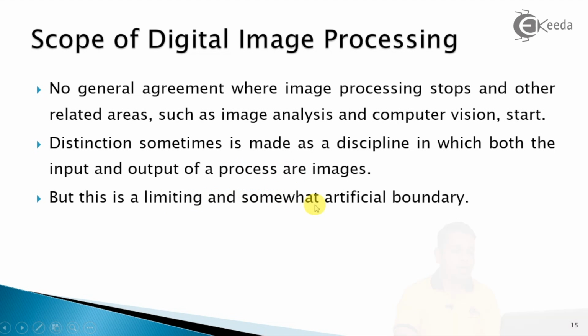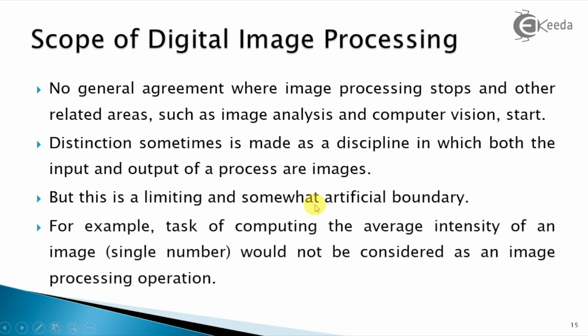For that purpose, we have a simple example here. The task of computing the average intensity of an image, which is a single number, according to this definition would not be considered an image processing operation, but we know that it is a task associated with digital image processing. So there is no general agreement and no general definition of where exactly the scope of digital image processing lies.